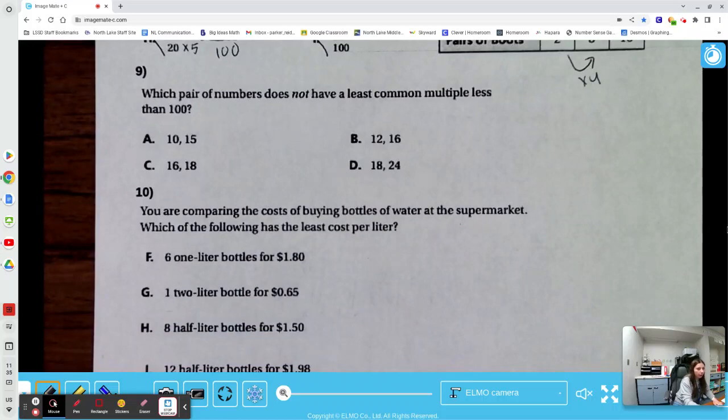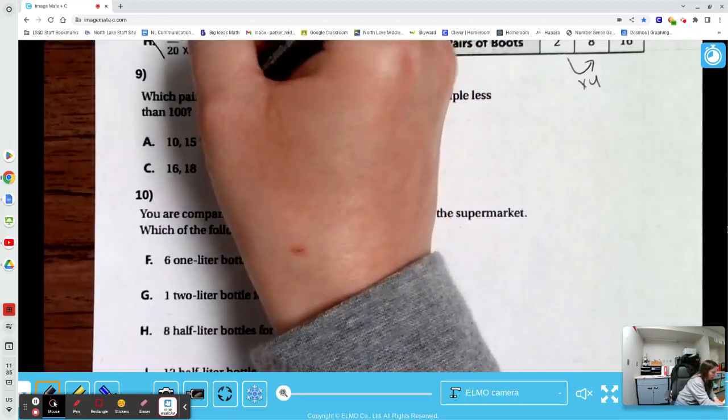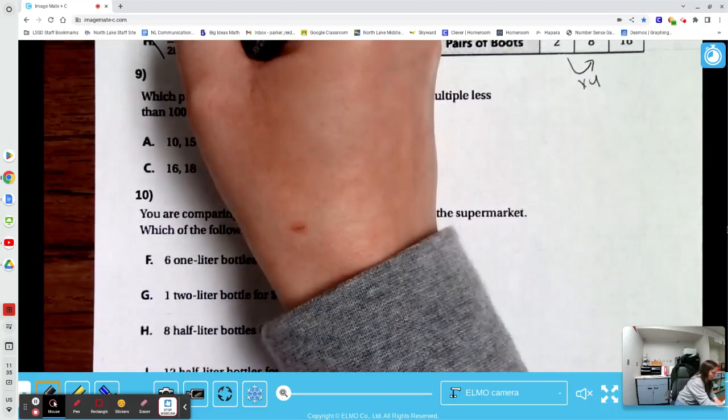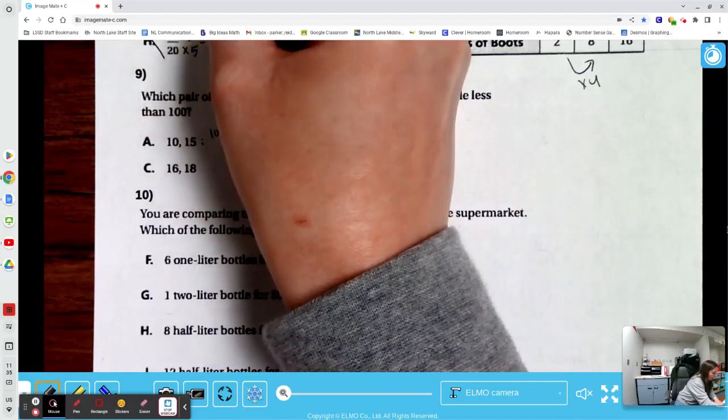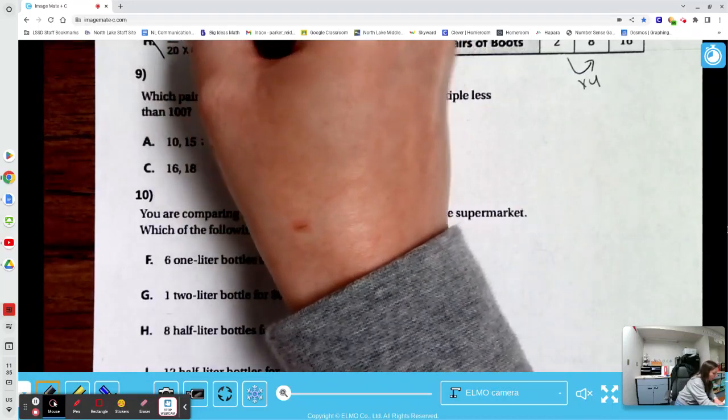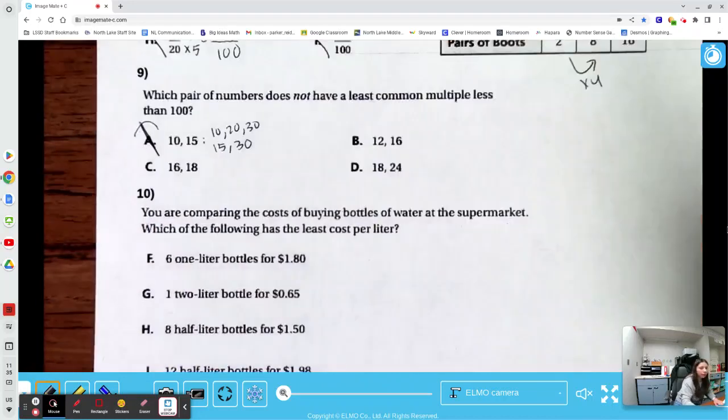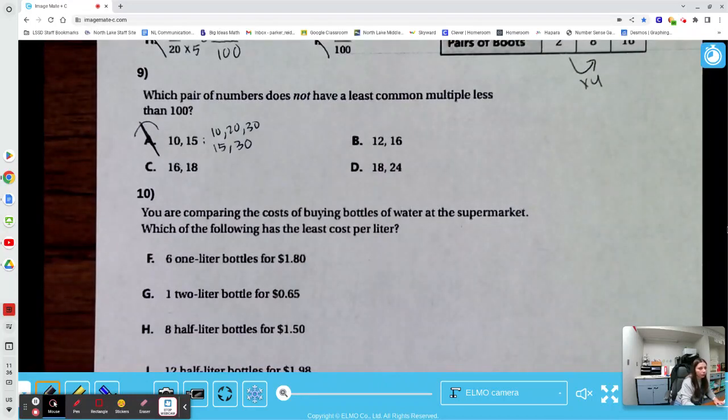Number 9, which pair of numbers does not have a least common multiple less than 100? So I'm going to find which ones do have a least common multiple less than 100 and then get rid of those, and whatever's left is my answer. I know right off the bat it's not A, because if I count by 10s, 10, 20, 30, and then 15s, 15, 30, they have an LCM of 30. That is less than 100, so it's not the one I want to choose.